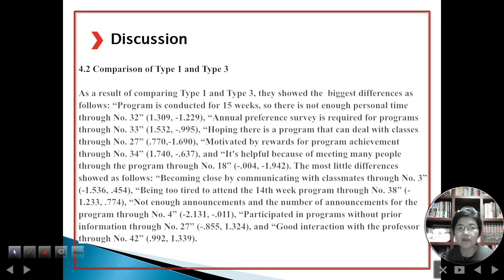Comparison of type 1 and type 3. As a result of comparing type 1 and type 3, they show the biggest difference as follows. The program is conducted for 15 weeks, so there is not enough personal time, number 32. Annual preference survey is required for programs, number 33. There is a program that can deal with the classes, number 27. Motivated by reward for program achievement, number 34. And helpful because of meeting many people through the program, number 18.